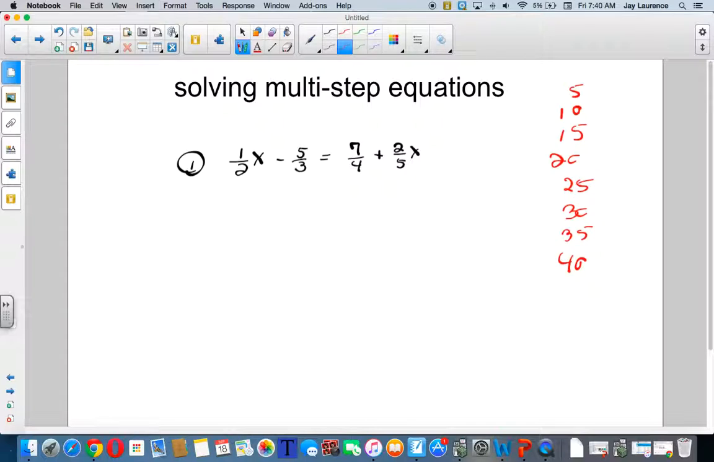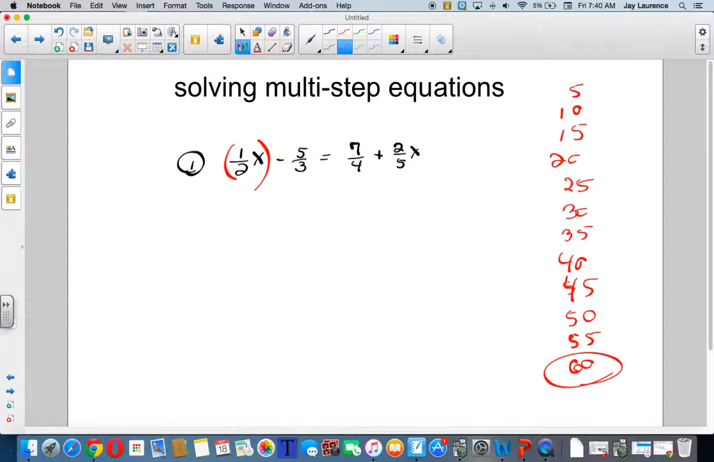Oh, I'm not finding a number. 45, nope. 50, 55, 60. 60, I think that's it. 60. I'm going to multiply everything by 60. Why 60? Because it's the smallest number that 2, 3, 4, and 5 go into.